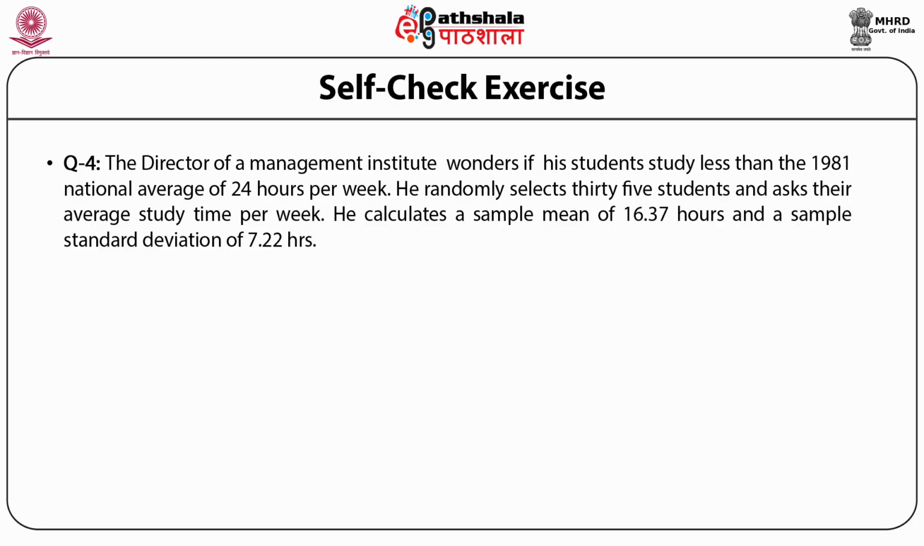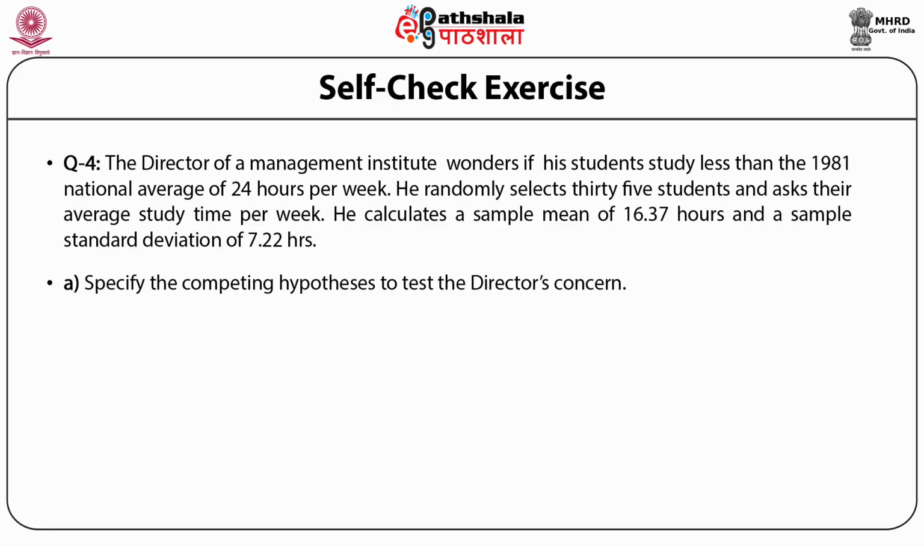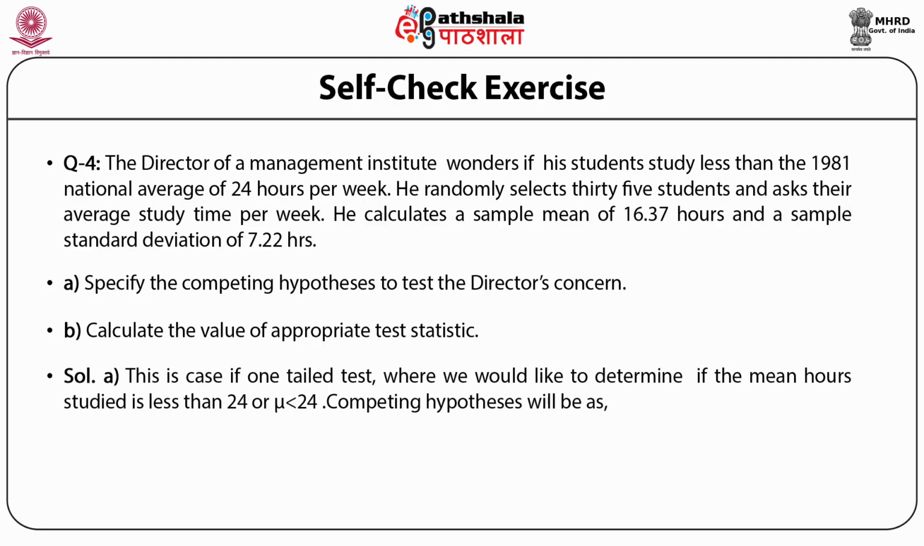In another example, the director of a management institute wonders if his students study less than the 1981 national average of 24 hours per week. He randomly selects 35 students and asks their average study time per week. He calculates a sample mean of 16.37 hours and a sample standard deviation of 7.22 hours. We need to specify the competing hypotheses to test the director's concern, and we also need to calculate the appropriate test statistic. This is the case of a one-tailed test where we would like to determine if the mean hours studied is less than 24 hours, that is mu is less than 24.